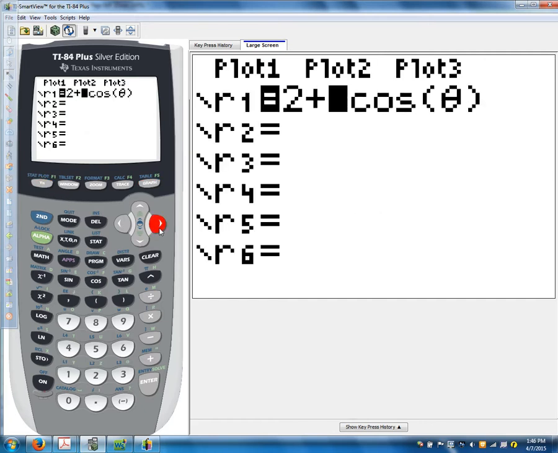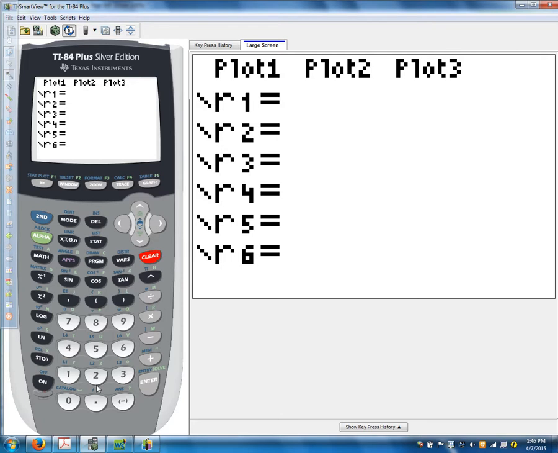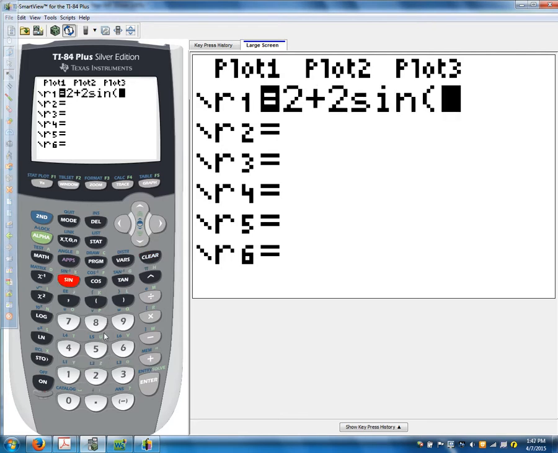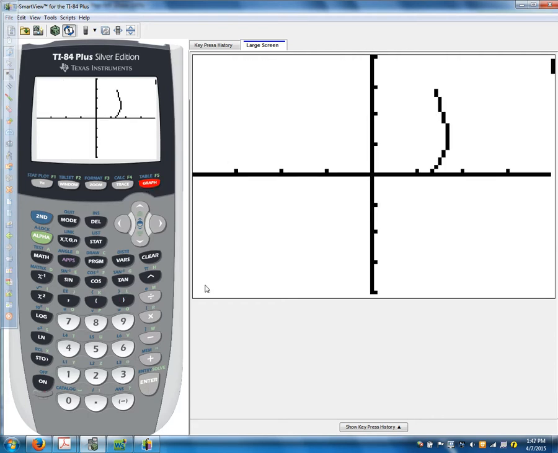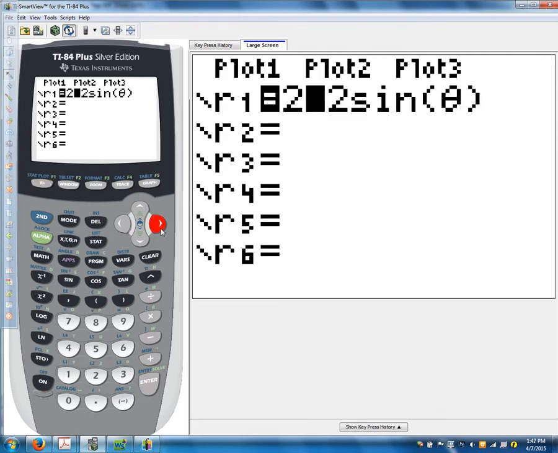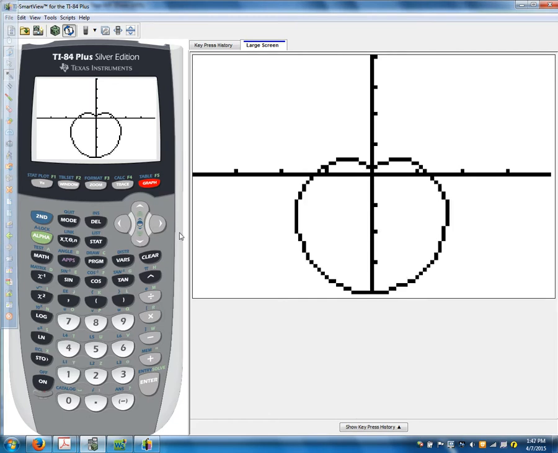We could change this to 2 plus 2 sine theta. We get pi over 2 symmetry. There we go. That one's upside down from what we did before. So let's turn it over. There we go. And that's the one we graphed part of before. So you can do these. You can do lots of nice polar graphs in your calculator. All right, questions?